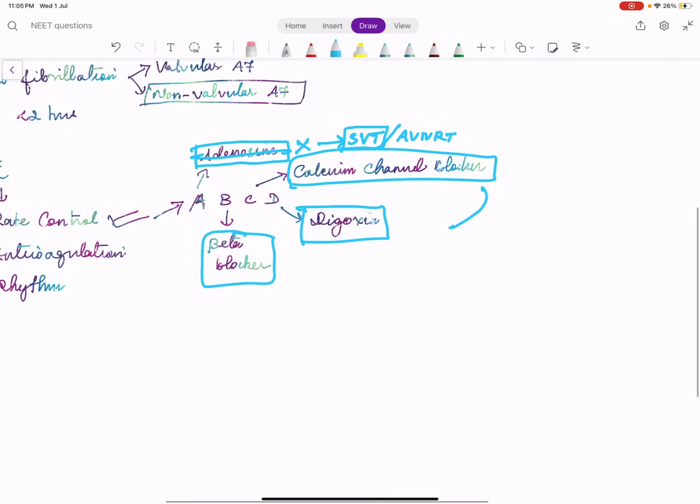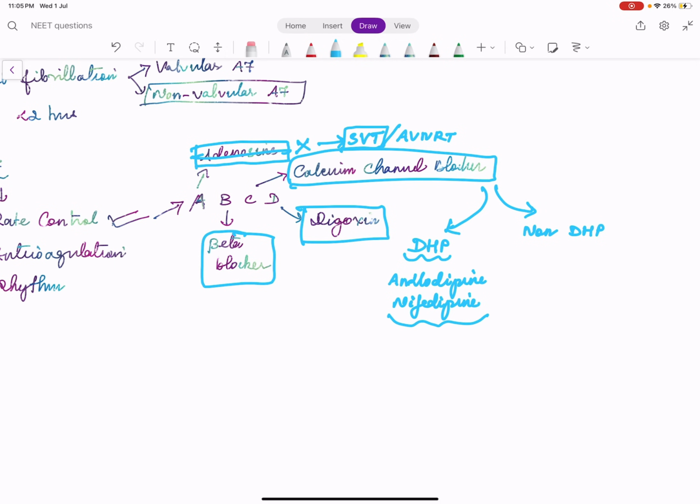Calcium channel blocker, if you remember, it is of 2 categories: DHP, that is dihydropyridine calcium channel blocker, and non-dihydropyridine calcium channel blocker. Anything which ends with dipin, dihydropyridine or dipin, is called dihydropyridine category. Amlodipine, nifedipine, it's a dihydropyridine. This dihydropyridine calcium channel blocker is mainly used in treating hypertension. Whereas we have 2 main non-dihydropyridine calcium channel blockers. One is verapamil, the other one is diltiazem.